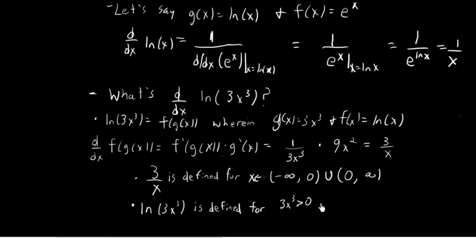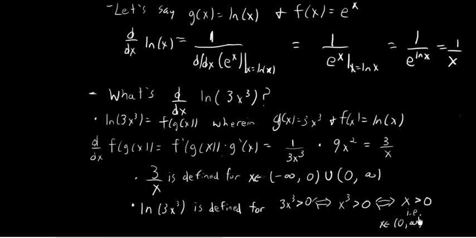But this is equivalent to saying that it's defined for x cubed strictly greater than 0. You divide both sides of this inequality by 3, you'll get x cubed greater than 0. But if you take the cube root of both sides, you'll see that this is defined for x greater than 0. So if x cubed is greater than 0, that necessarily means that x must be greater than 0. So ln of 3x cubed is only defined for positive values of x. So that's this interval here. x is an element of 0 to positive infinity, exclusive of 0.